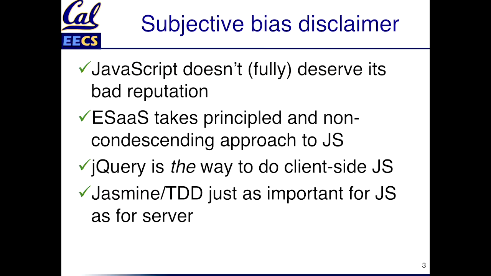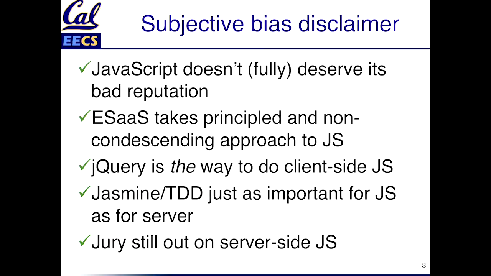TDD is just as important for JavaScript as it is for the server side of the app. So we'll talk about Jasmine, which is a tool that's relatively new for doing TDD in the JavaScript world. And again, given your familiarity with RSpec, you'll be surprised, I hope pleasantly, about how little you have to learn. All the concepts map straight over. In fact, Jasmine was deliberately built to resemble RSpec, not only in terms of concepts, but even in some of the terminology that it uses. And lastly, server-side JavaScript.